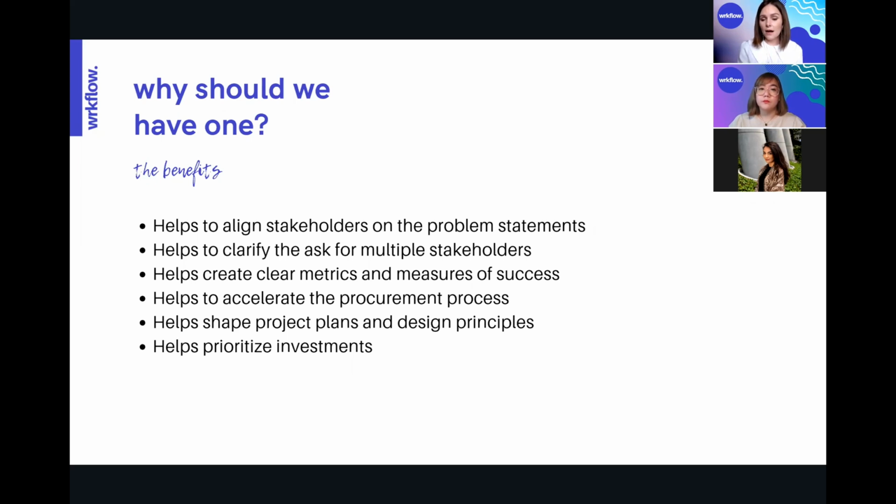It helps to clarify the ask for multiple stakeholders. It helps create clear metrics and measures of success that you can constantly refer back to. It helps to accelerate the procurement process most of the time. And it helps to shape project plans and design principles. Often what will follow a business case is, okay, let's get to work, let's get into action, let's build out a plan or a statement of work.